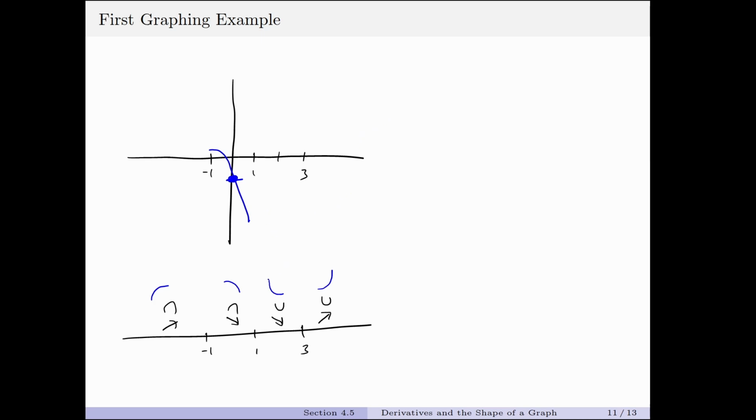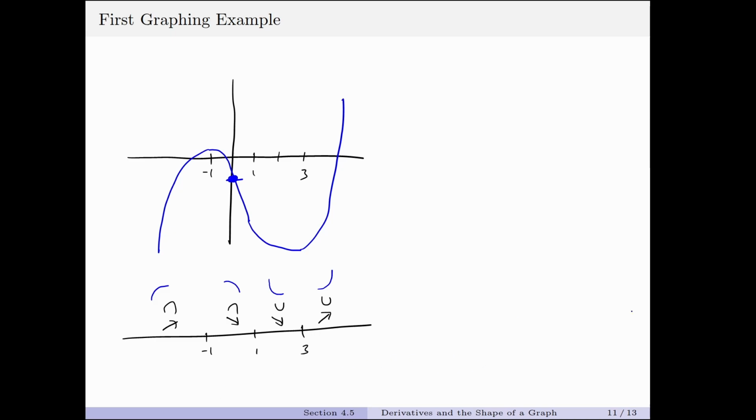So the next piece is the shape that's bent downward and decreasing from 1 to 3. Okay. And then from 3 onward, it's bent upward and increasing. Moving back to the other side, to the left of -1, we have this bent upward and increasing. So there's the graph that we want to look at.